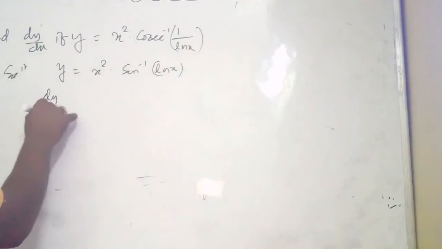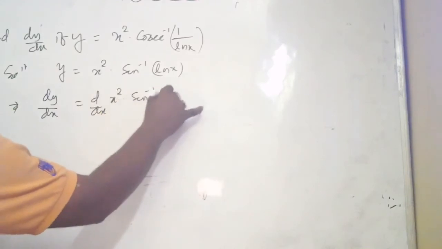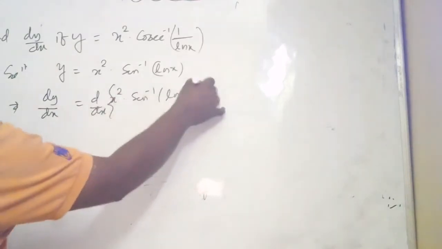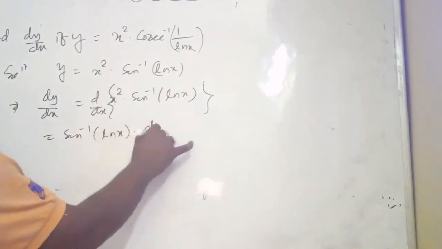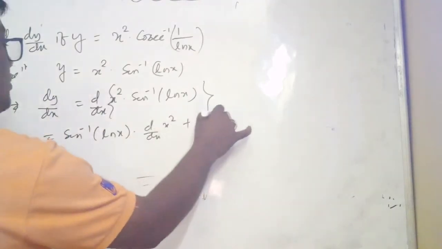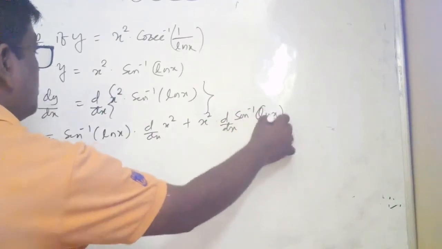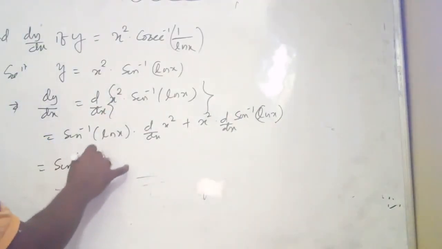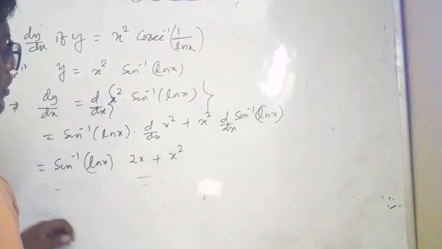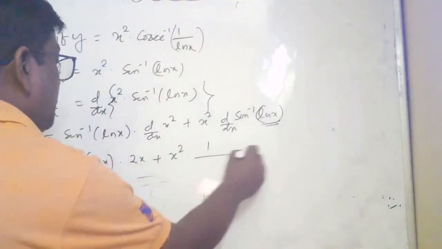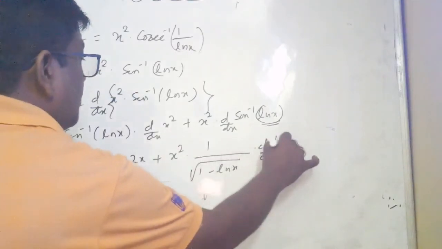dy by dx is equal to what? d by dx of x square into sin inverse ln x. So apply the u into v formula: v du, sin inverse ln x into d by dx of x square, plus x square into d by dx of sin inverse ln x. So this is equal to sin inverse ln x into 2x plus x square into the sin inverse formula, 1 by root over 1 minus ln x whole square, into d by dx of ln x.